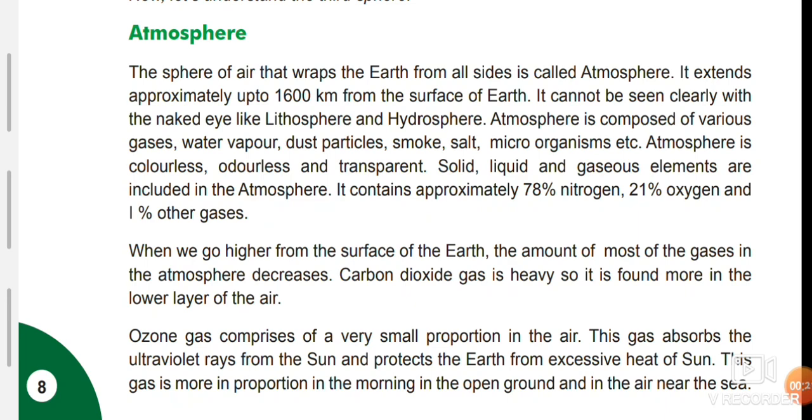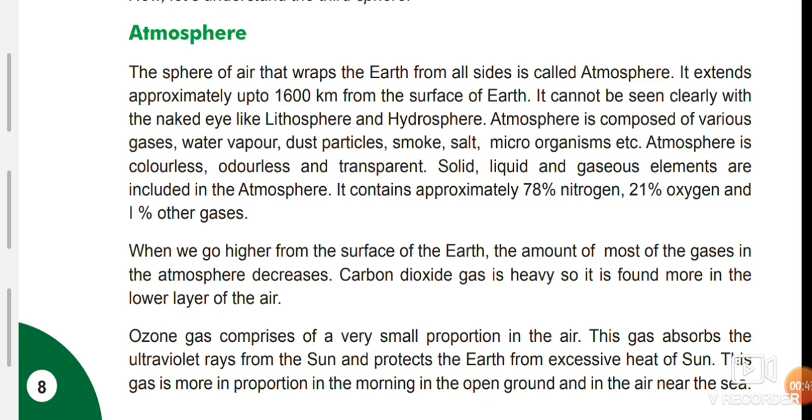You can easily see through it. Odorless is tasteless and smellless. There is no smell in it. Colorless means because it is colorless you can see through it. Solid, liquid, and gaseous elements are included in the atmosphere.